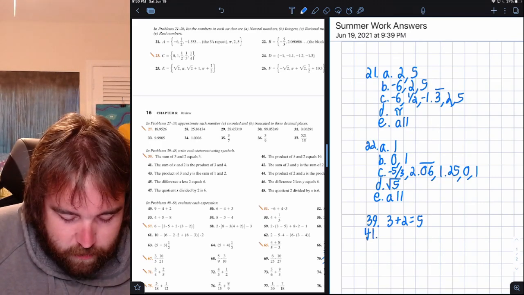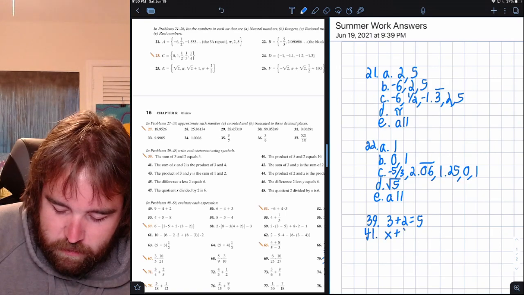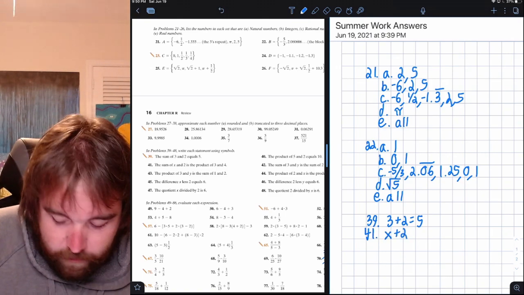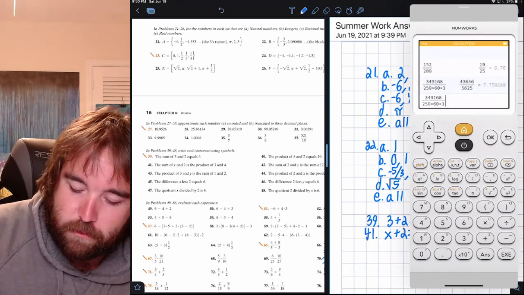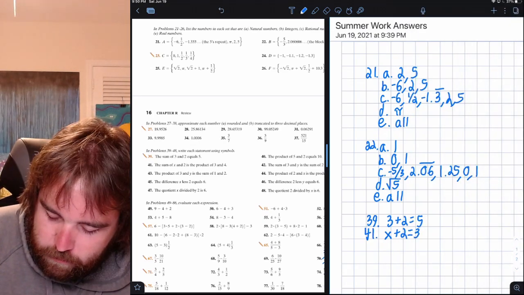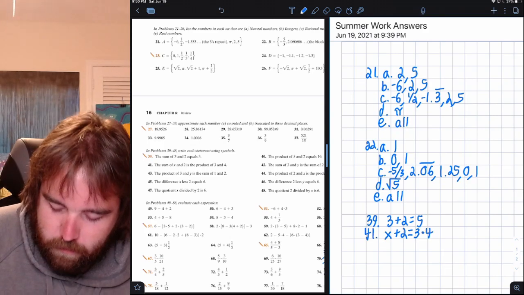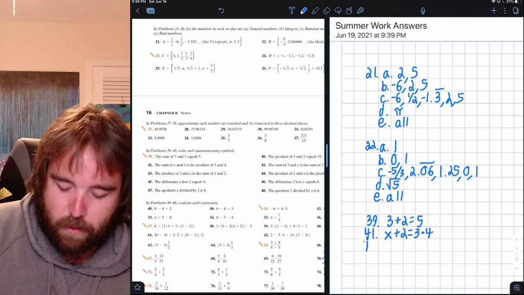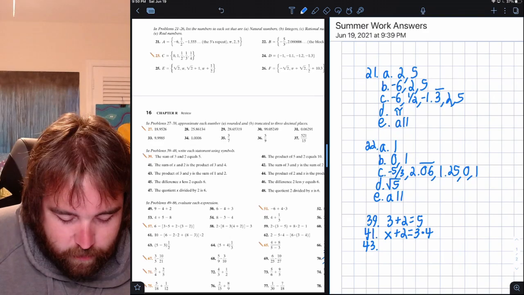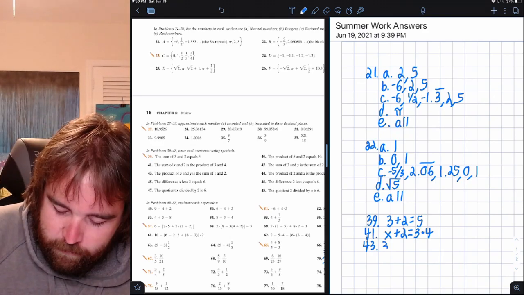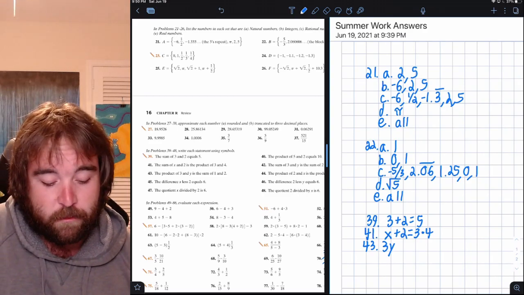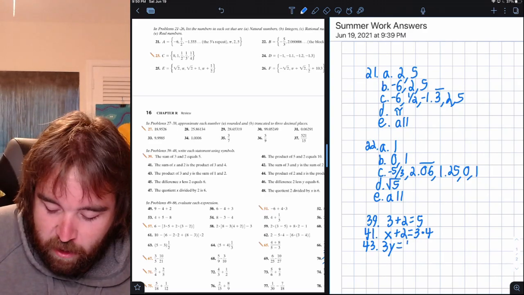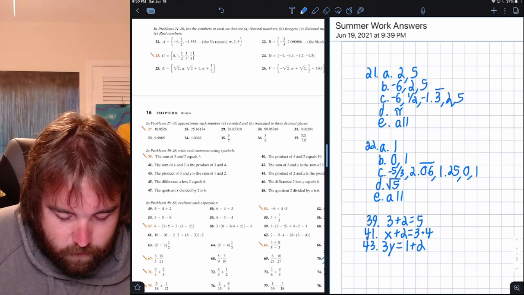41. The sum of x and 2 is the product. Oops. The product of 3 and 4. 3 times 4. Cool. 43, the product of 3 and y, just write 3y, 3 times y, is the sum of 1 and 2. Cool.